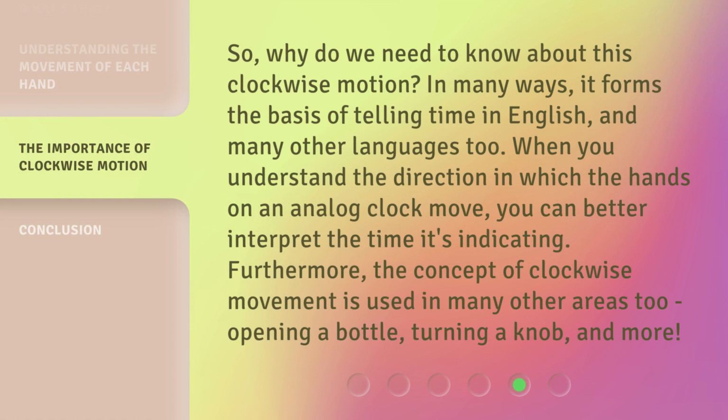So, why do we need to know about this clockwise motion? In many ways, it forms the basis of telling time in English, and many other languages too. When you understand the direction in which the hands on an analog clock move, you can better interpret the time it's indicating. Furthermore, the concept of clockwise movement is used in many other areas too: opening a bottle, turning a knob, and more.